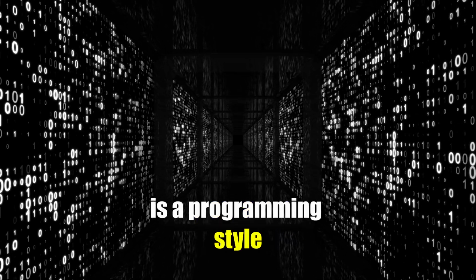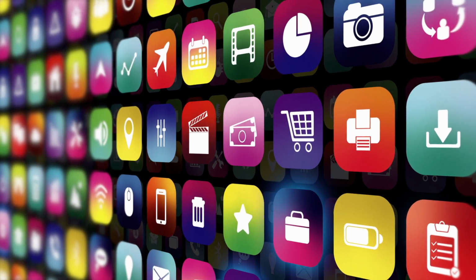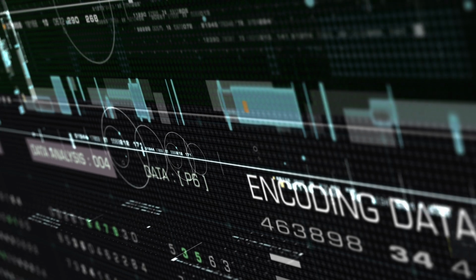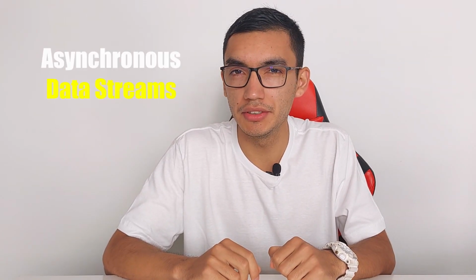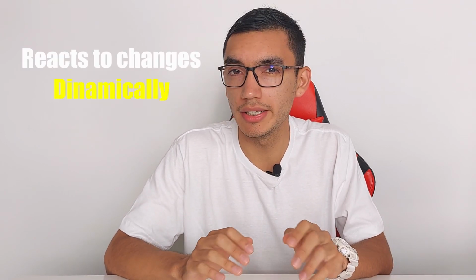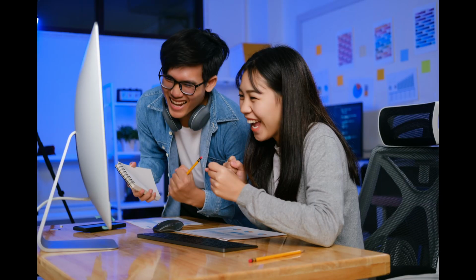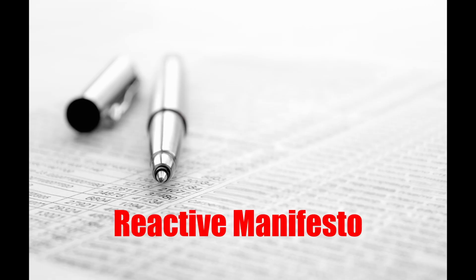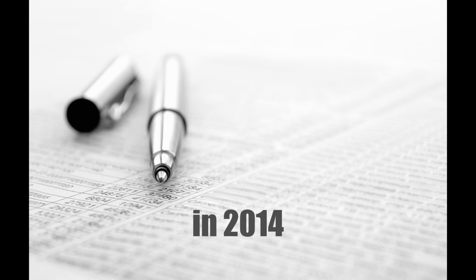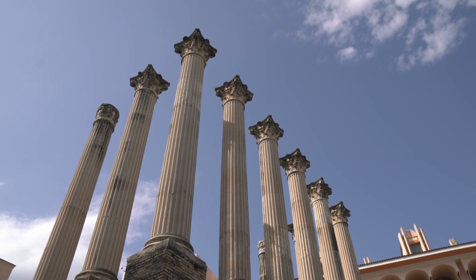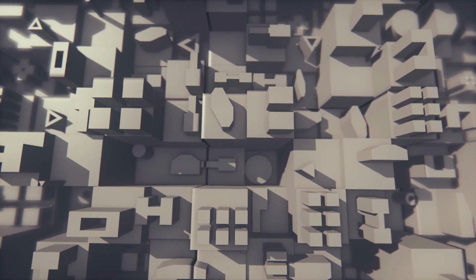Reactive programming is a programming style focused on building software applications that handle sequences of events over time. In other words, it deals with asynchronous data streams and reacts to changes dynamically. This concept was introduced in 1997 and gained popularity with the creation of the Reactive Manifesto in 2014, which defined tenets for designing the architecture of reactive systems.